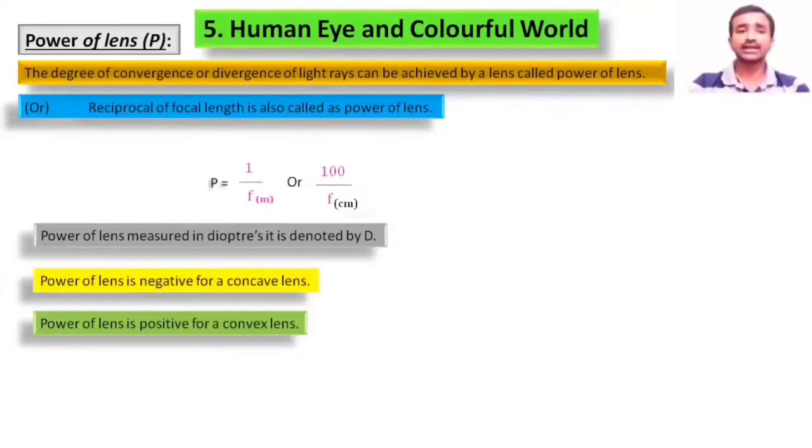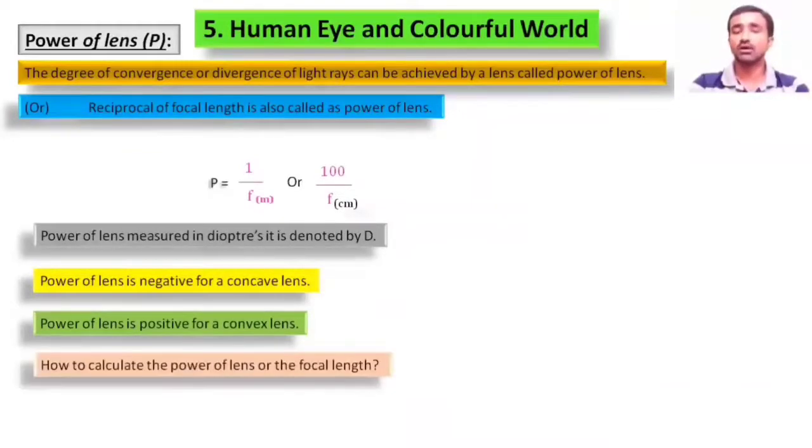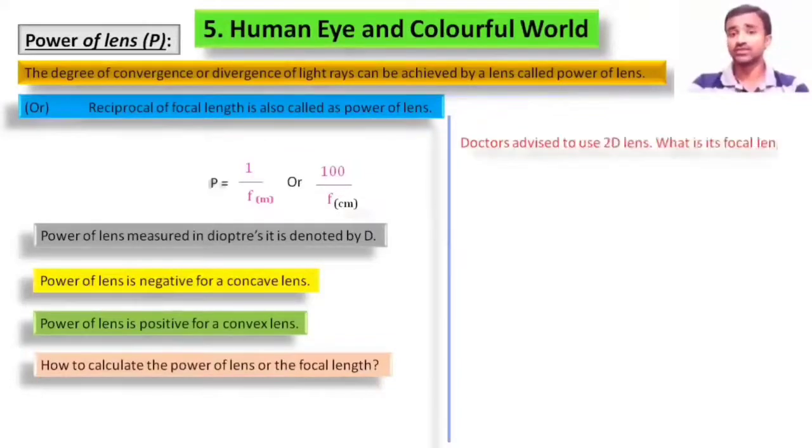Then, how to calculate the power of lens or the focal length of the lens? I will explain both here. Let us look at that. As an example, I'm taking one problem here. Doctor advised to use 2D lens. What is its focal length? So here power of lens is given. What is its focal length?